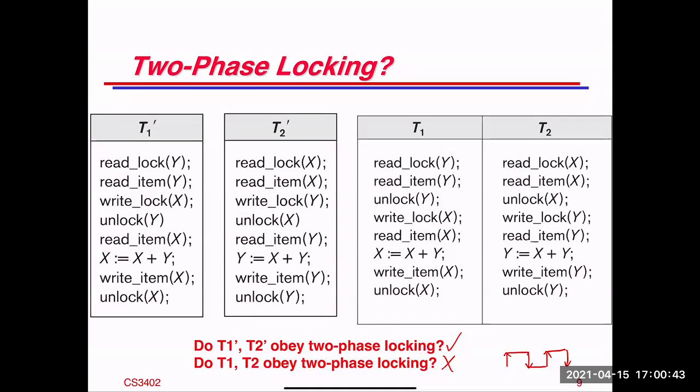But in general, if T1 acquires a write lock on X, no other transaction will be able to perform any operation on X until this write lock has been released. I guess that answers your question. All right, so let's continue.